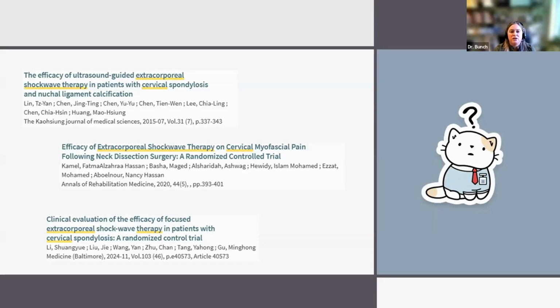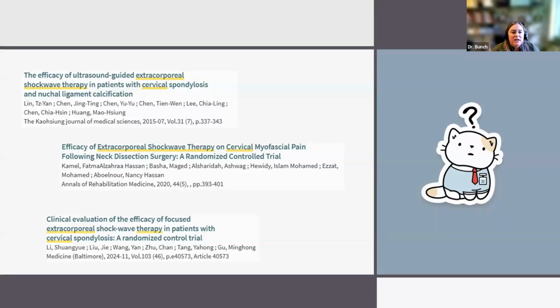There was one looking at using ultrasound guided extracorporeal shockwave therapy in patients with cervical spondylomyosis and nuchal ligament calcification. In those people, they did see that they improved in their VAS scores and with their pain. So they were statistically different in how they were doing, with the cervical myofascial pain improved compared to the group that did not have shockwave.